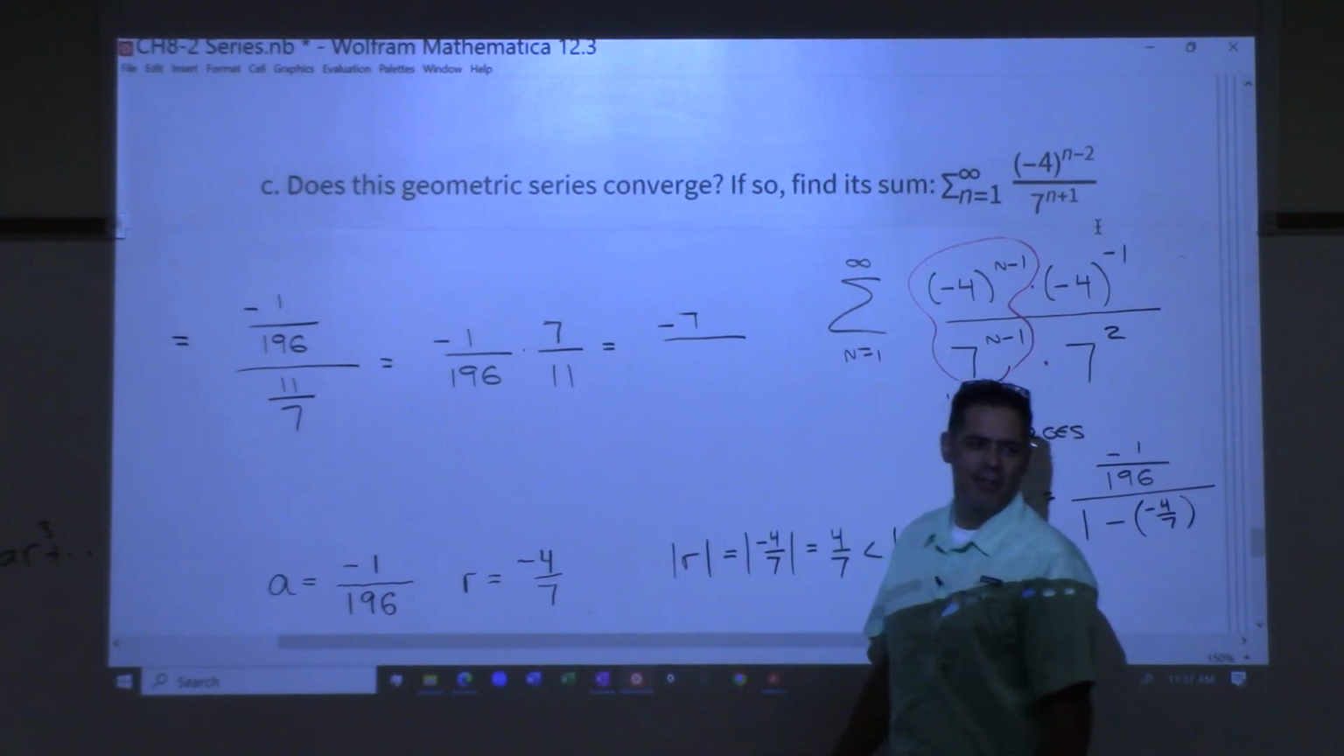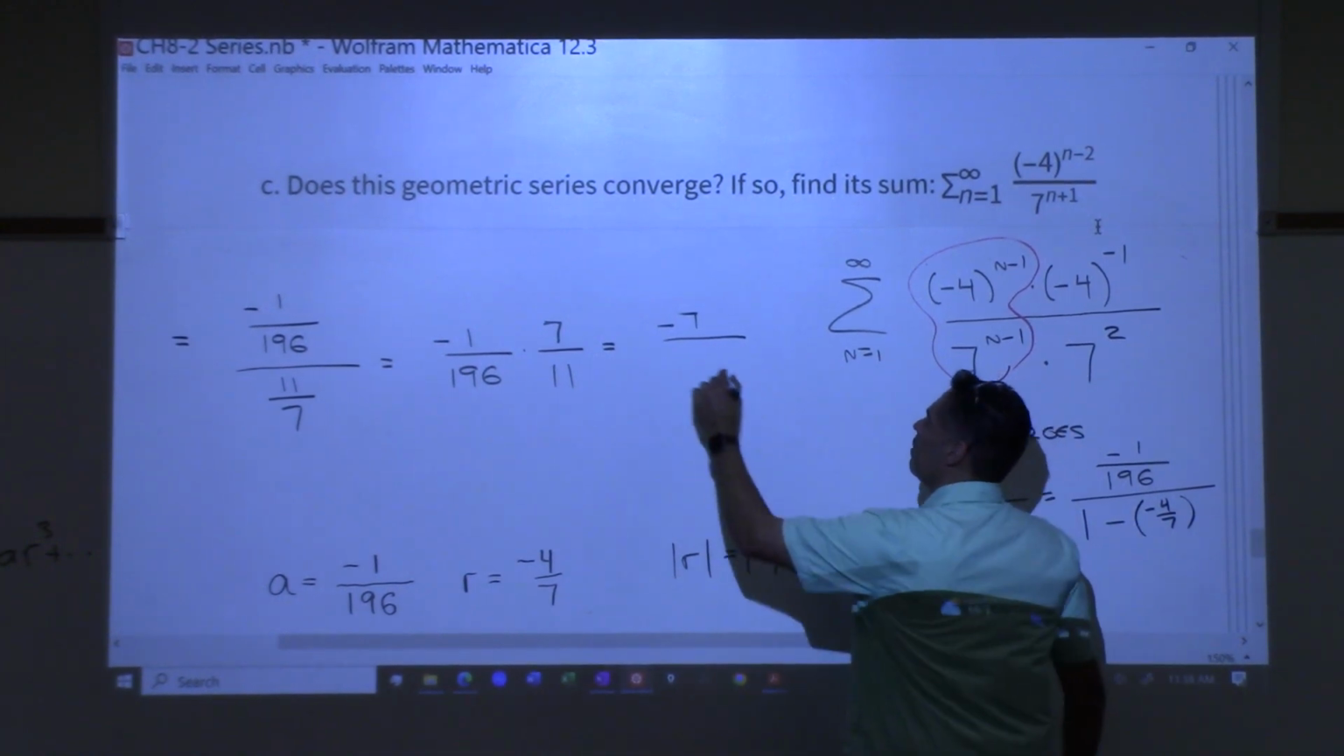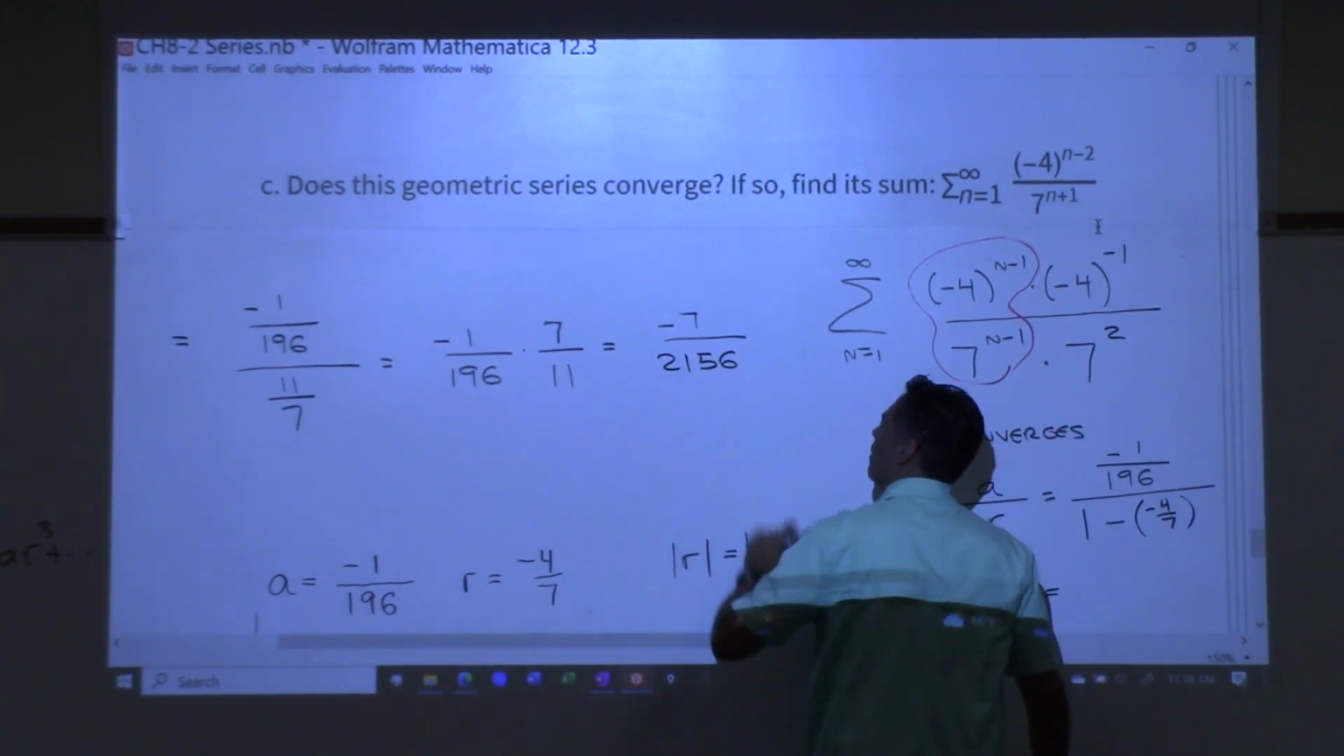All right, what is it? What's the bottom? 156. It's 2,156. 2156. Okay, here we go.